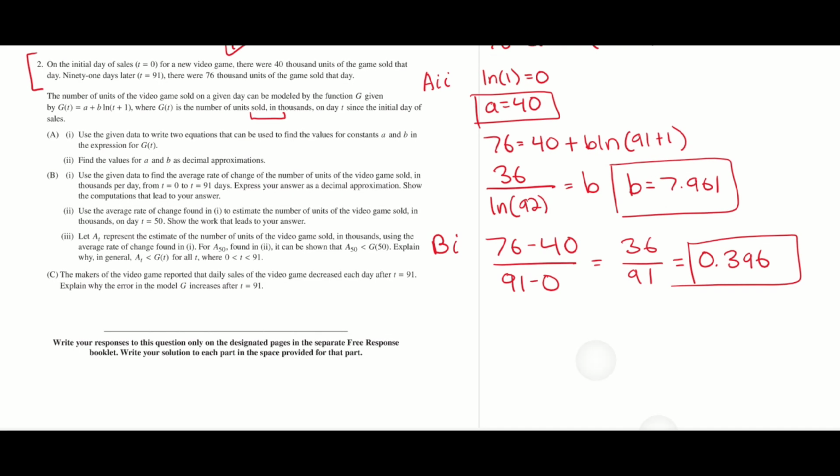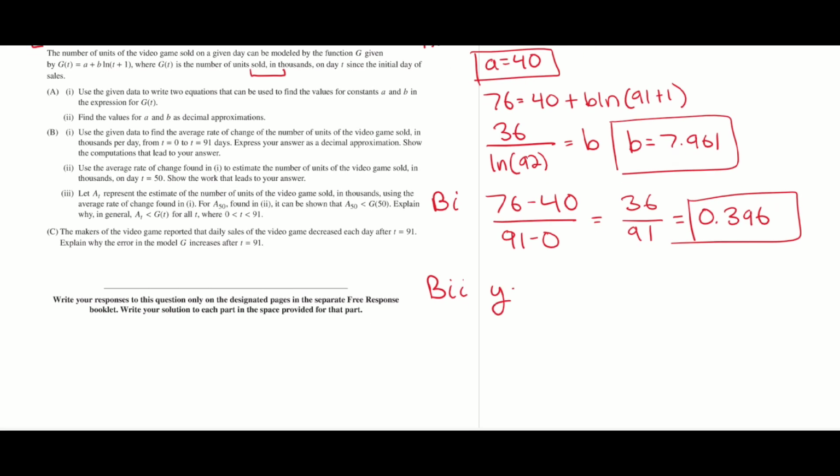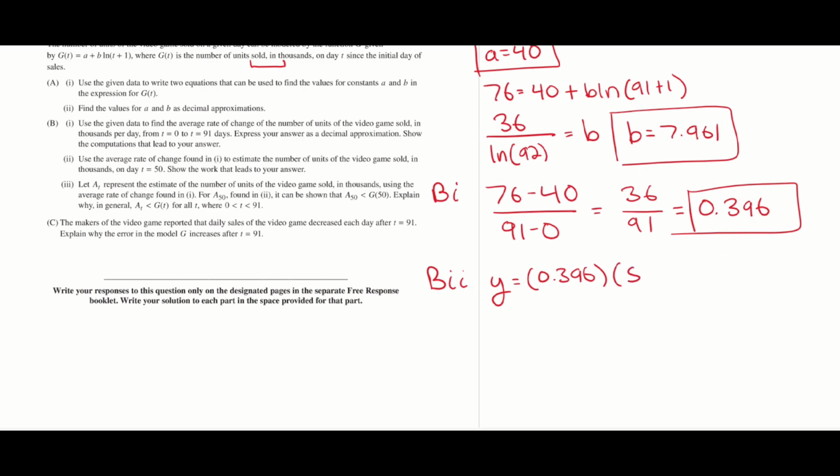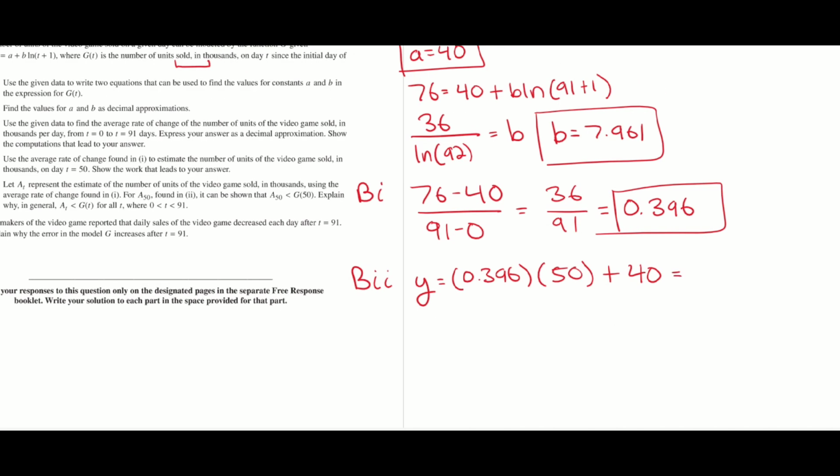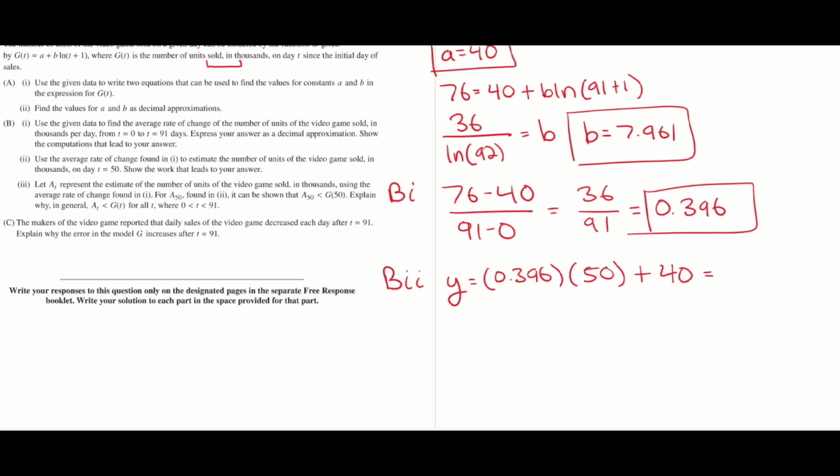Use the average rate of change. Okay. B part 2. Use the average rate of change found in the previous question to estimate the number of units. For that one, you just plug it in. So y would be equal to your average rate of change, 0.396, multiplied by your t value, which is 50, and then add your constant, 40, your a value, and that is equal to 59.8.